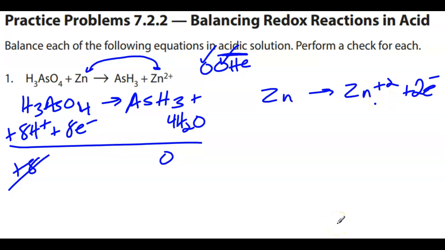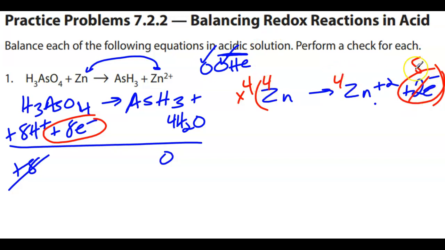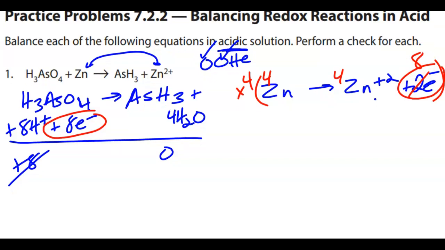Okay, so now we have to look at the number of electrons to make sure they're the same. Here we have 8 electrons being gained, 2 electrons being lost. So we cannot add these two together. We have to get them to be the same number. Obviously the lowest common multiple here is going to be 8. That means the entire half reaction has to be multiplied by 4. So this is now going to be 4 zinc ions, 8 electrons. The whole half reaction is being multiplied.